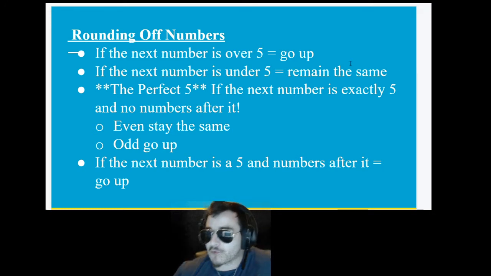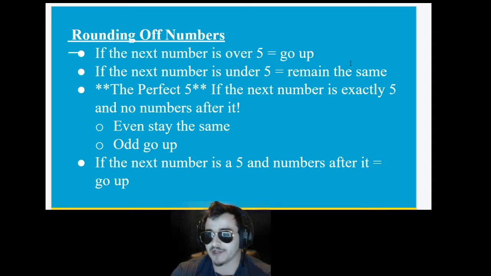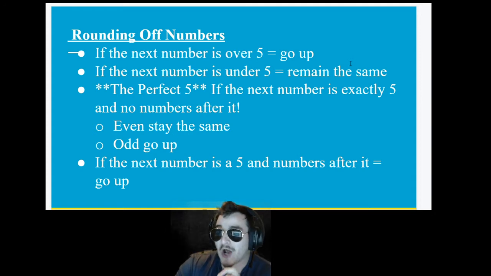But if we run into a rare example of what is known as a perfect 5, where the number after what we are rounding is exactly a 5 and nothing after, we have to pay attention to some rules, okay? For whatever reason, way before you or I was born, they decided that even numbers are awesome and odd numbers are not. So if the number that you're looking at to round would become even, well, then we do it. We want even numbers. But if the number that we are looking to round would become odd, we don't do it. We stay the same.